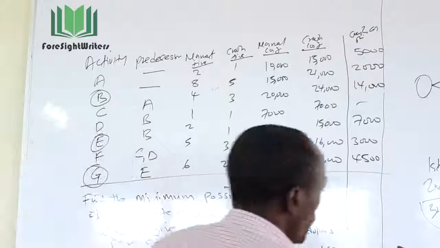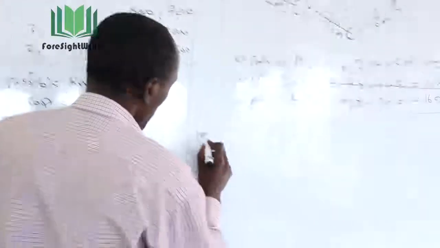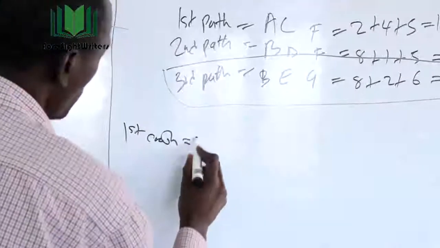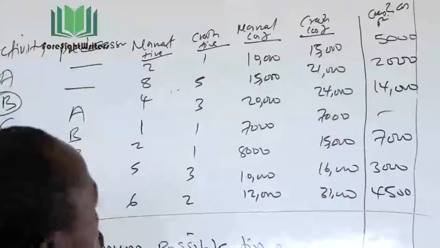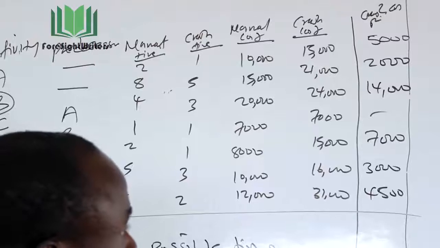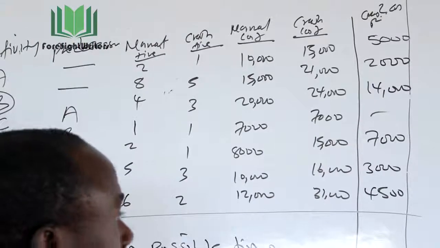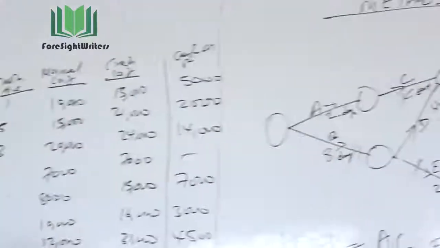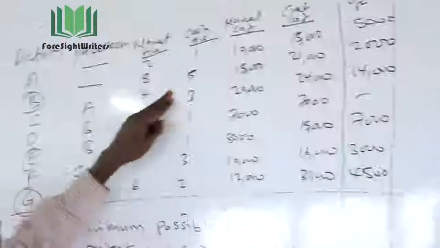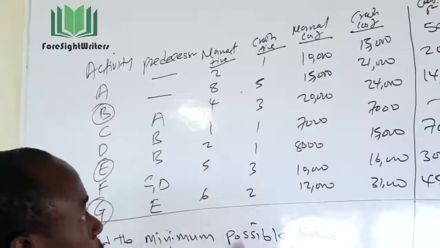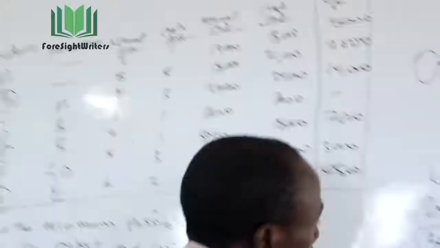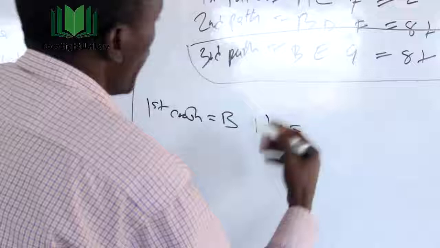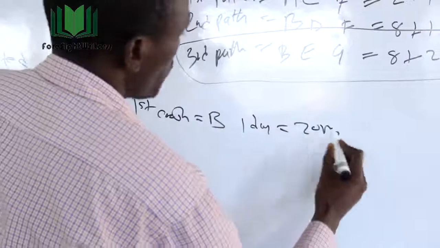So you come here and write first crash. I need activity B. Activity B, I will crash for how many days? So let's look at that activity B. Okay, so for this activity B, I have an allowance of crashing activity B by 3 days. But look at what the first crash is. I want just to take 1 day. So when I take 1 day, I will spend 2,000.